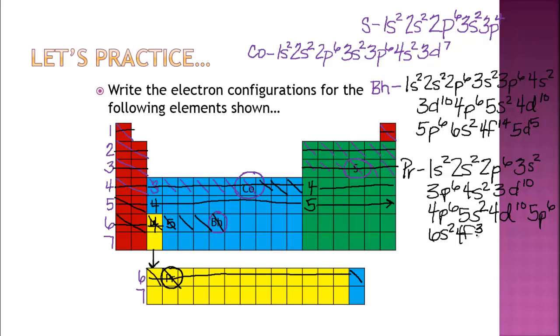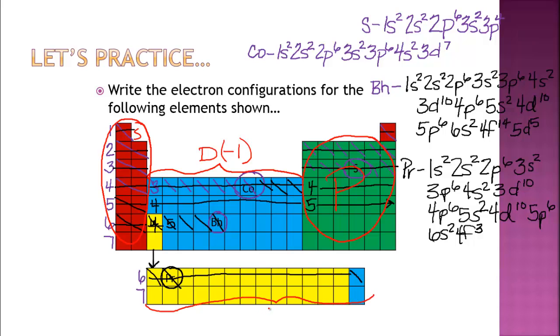So again, you just have to remember your blocks on the periodic table. So we have s, p, d, which is minus 1 of the period you're in, and then we have f, which is minus 2 of the period that you are in. Of course, this is the beginning of our d.